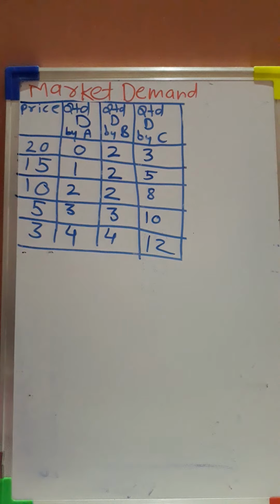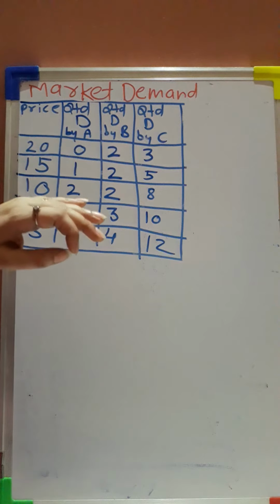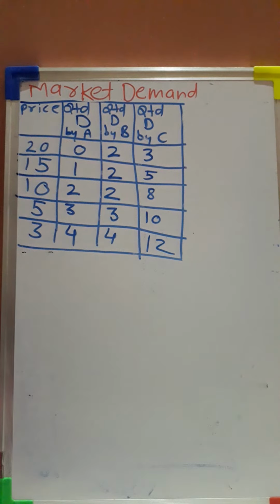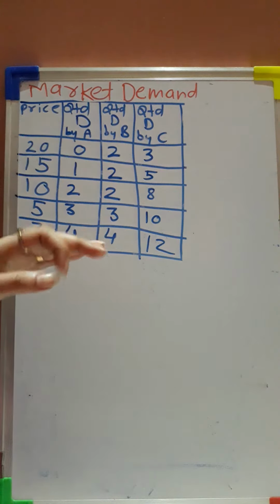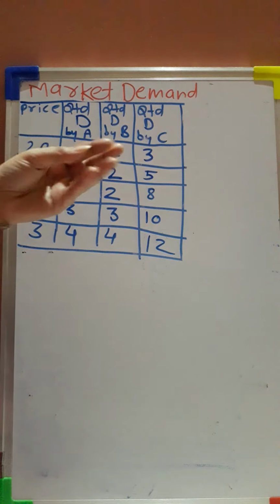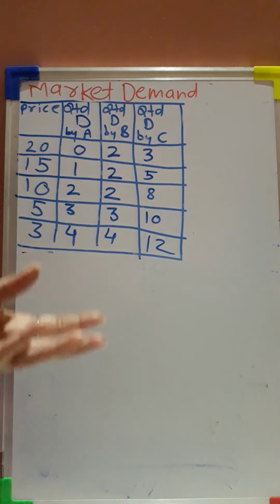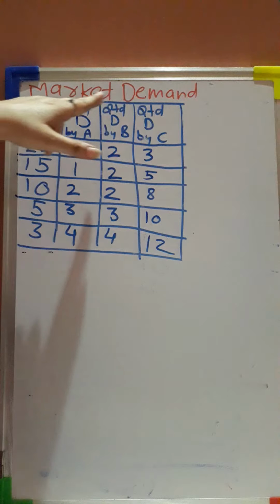First of all, we'll understand what is market demand. Market demand means total demand of commodity by all the individual consumers in the market at given price and given time. Market demand means total demand of commodity by all individual buyers at market price and given period of time. That is called market demand. In short, by adding all the demand of all the individual buyers, when we add them, we'll get a market demand.